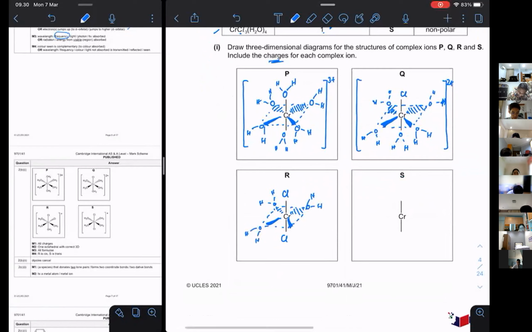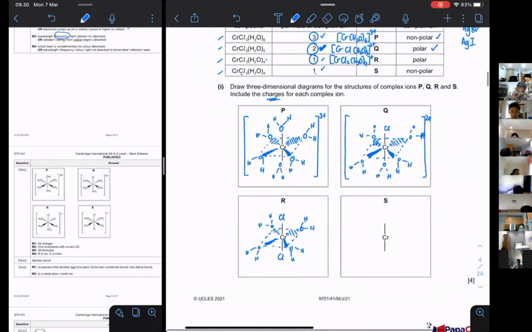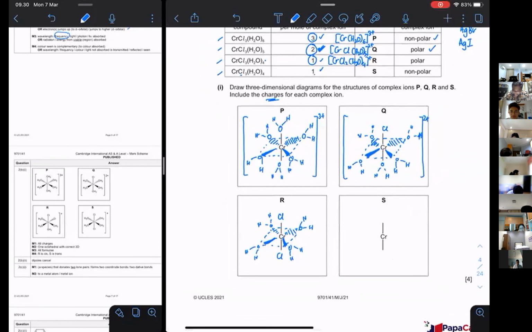Sir, for compound R, I thought it had to be polar. If they're on opposite sides, wouldn't the electronegativity cancel out? Okay, this one, let me check first. Why is it polar? Because I think it should be cancelled out. Let's see first, because I think I have a doubt, when it comes to this plus also.